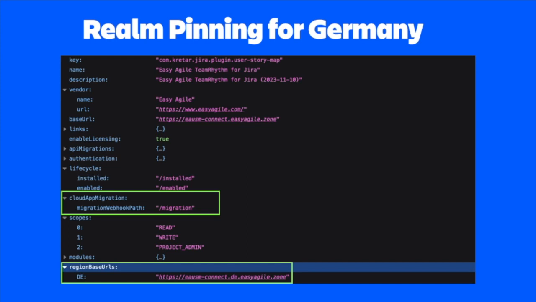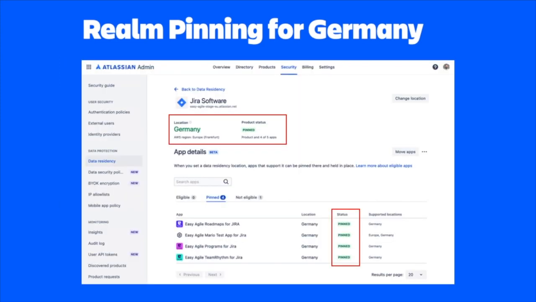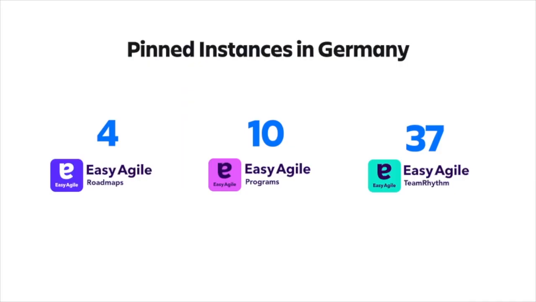And this is what our app descriptor looked like for Team Rhythm. We implemented the new Cloud App Migration webhook to allow migrating customers, and we implemented the region-based URLs that pointed to our new infrastructure in the German region. And this is what it looks like from a customer perspective. This is actually our staging environment. You can see that the Jira instance is pinned to Germany, and you can see that the installed apps here are also pinned to Germany. One thing to note is there's a Mario app there that's pinned to two locations, but I'll talk about that later. And so in mid-October, a couple of weeks late, we released realm pinning in Germany for our customers.